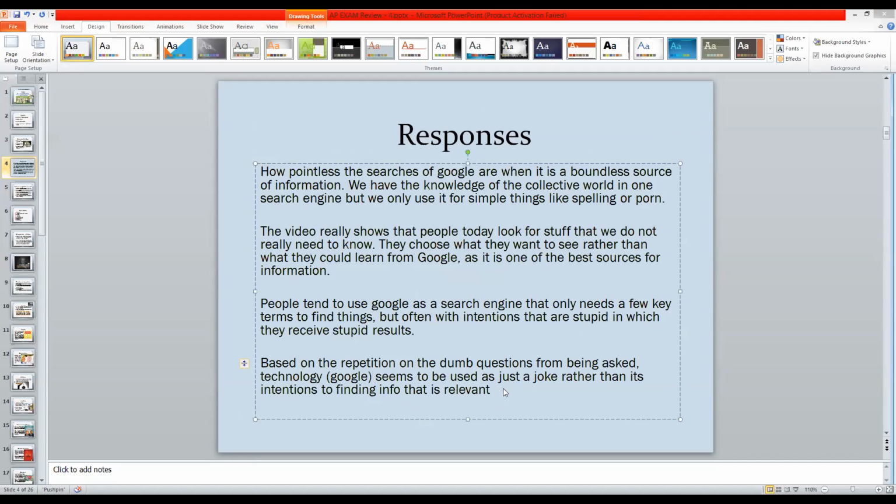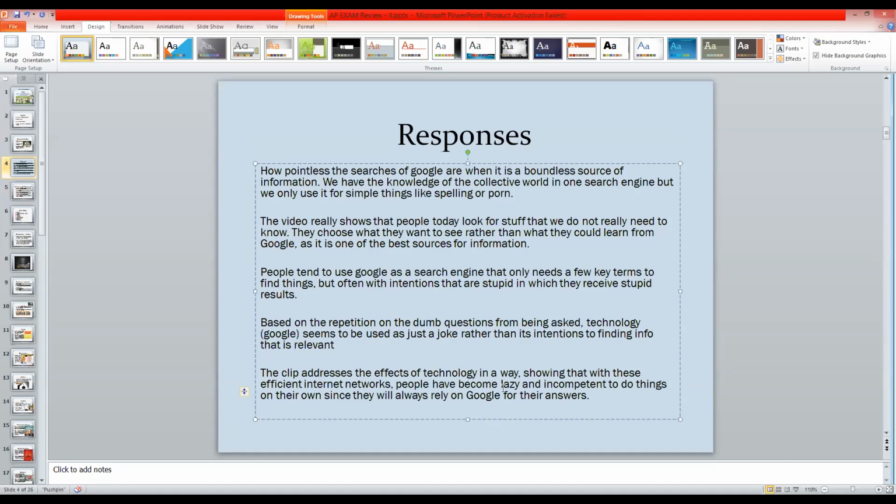Ivy adds on here: the clip addresses the effects of technology in a way, showing that with these efficient internet networks, people have become lazy and incompetent to do things on their own, since they will always rely on Google for their answers. Absolutely. It seems to be that despite all this information out here, it has limited us to only look for mundane things, that this is sort of our norm ultimately. Brennan gives us another one here.